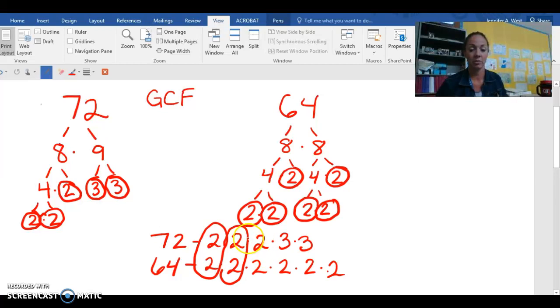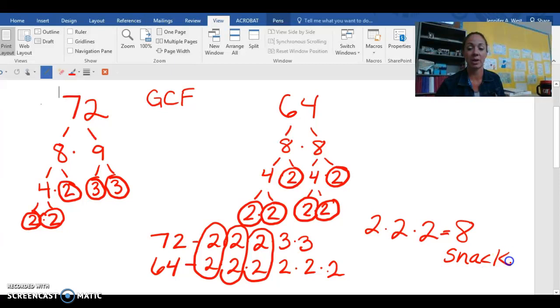And we have 3 sets of 2. So we have 2 times 2 times 2. Let's see, 2 times 2 is 4, 4 times 2 is 8. So that means that the greatest common factor of 72 and 64 is 8. It also means that 8 is the largest number of snack bags that we can make with our raisins and granola bars. So I hope you got all of this down in your notes.